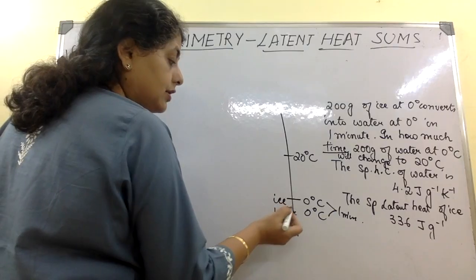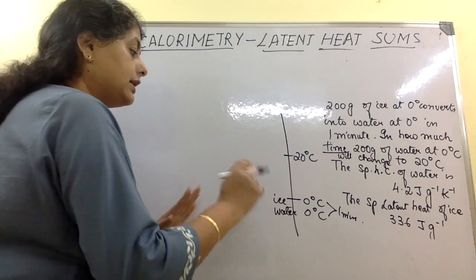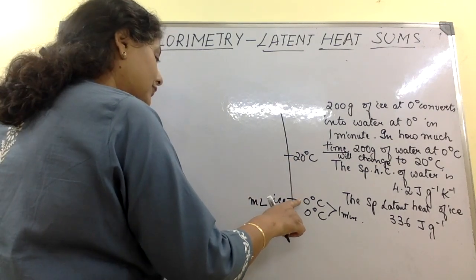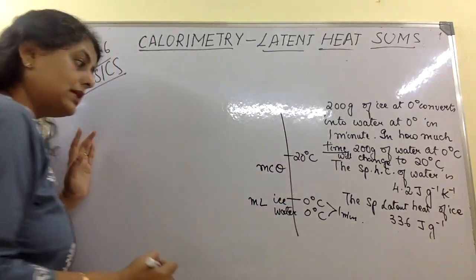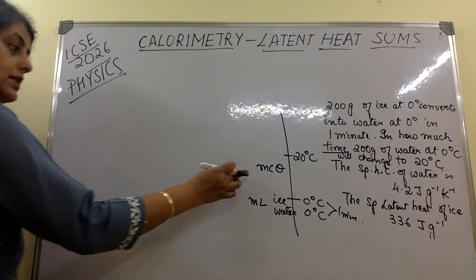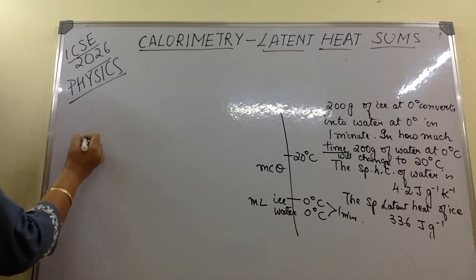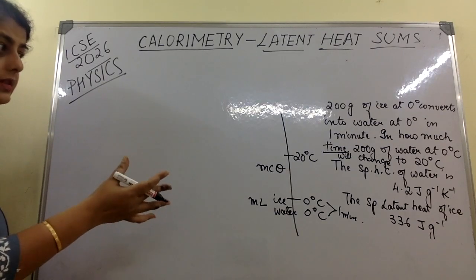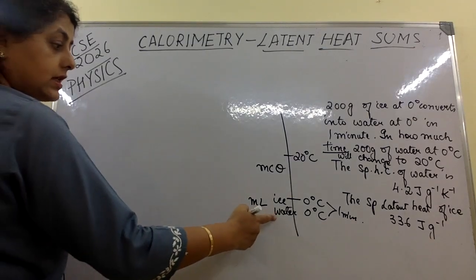Now remember, when it is a change of state from ice to water, we will use only ml. But if it is in the same state from 0 degree to 20 degree, we will use mc theta. I have explained this in my previous videos, you can check. So here they have to gain heat. Here gaining heat is happening. Let me take the first case first.